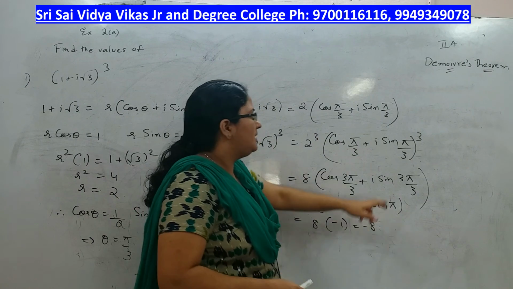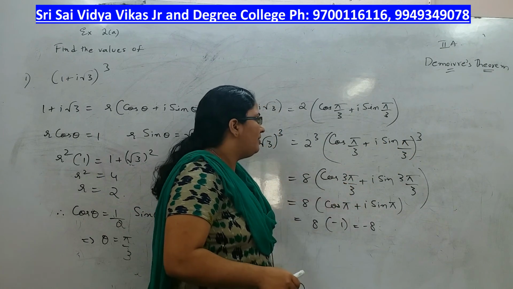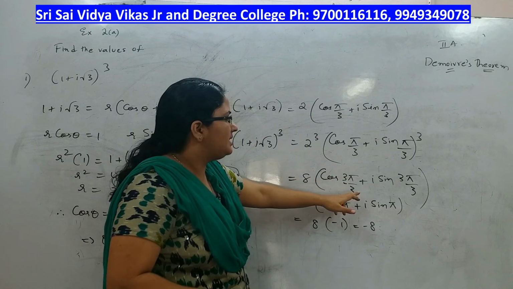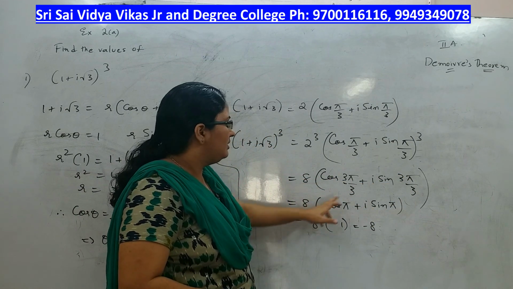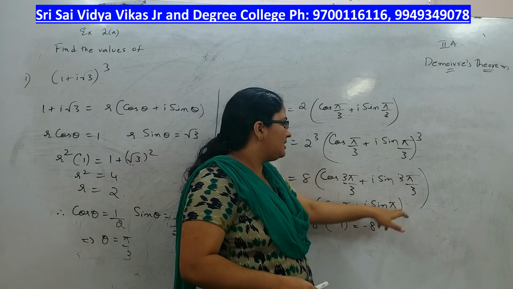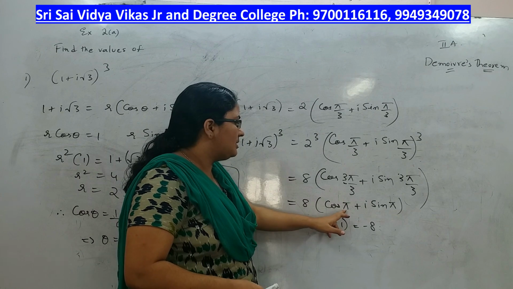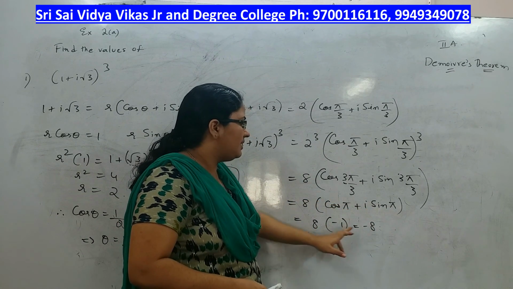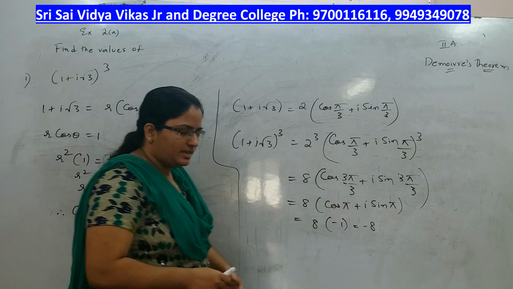As per De Moivre's theorem, this 3 will come down here, it will become the coefficient of pi by 3. 2 cube is 8, cos 3 pi by 3 plus i sin 3 pi by 3. 3 cancels, you have pi. 8 into cos pi, value is minus 1, sin pi value is 0. 8 into minus 1 is minus 8. So here the answer is minus 8.